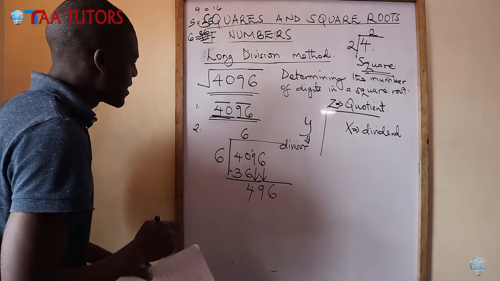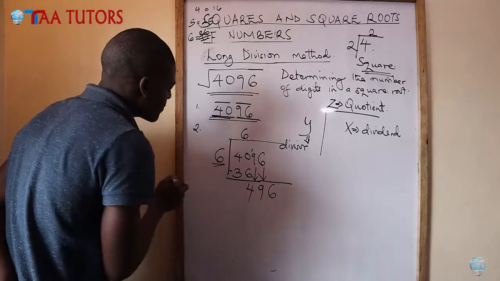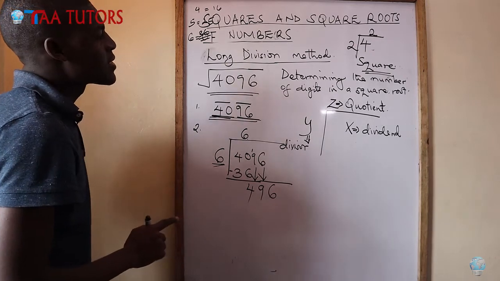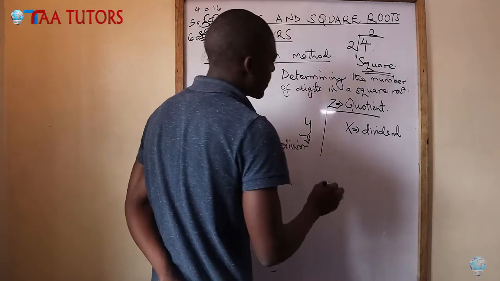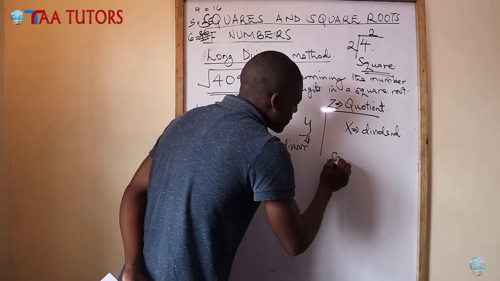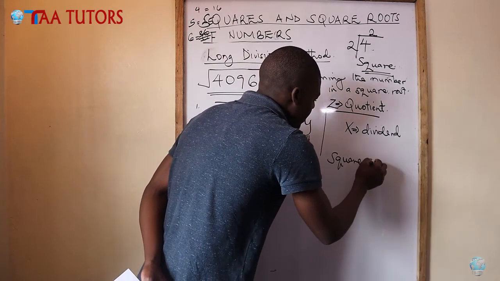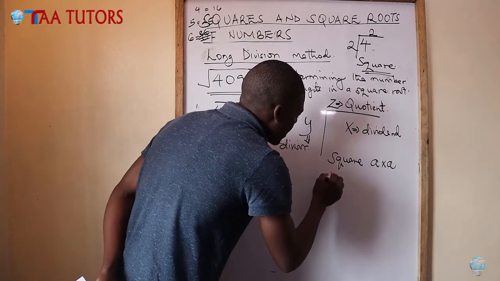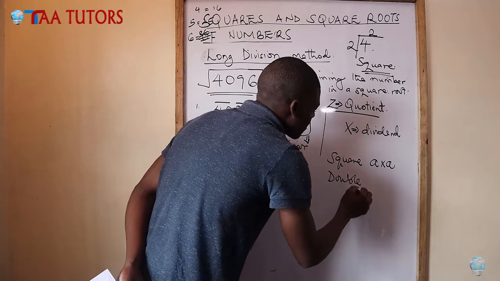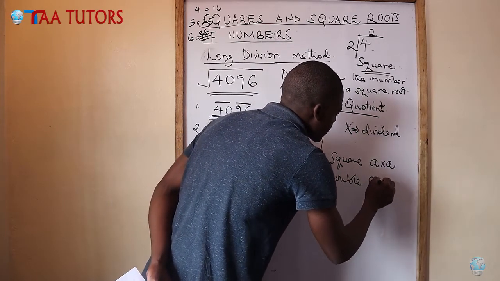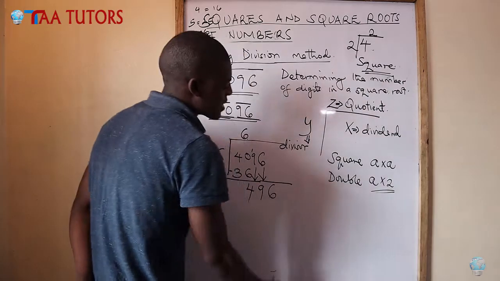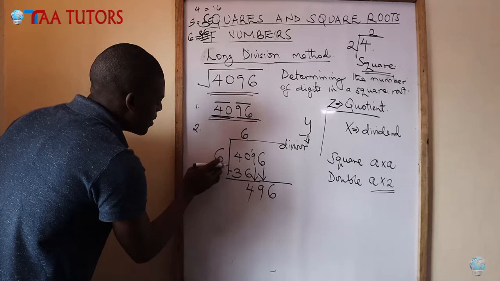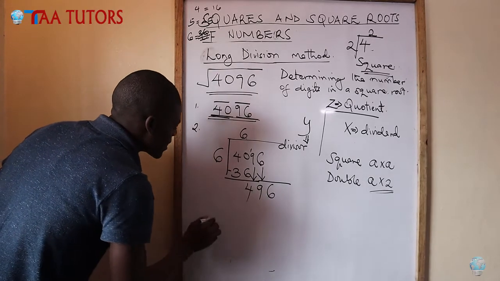How do we move after that? What we do is that we double the divisor. This divisor up here, we double. To double means to multiply by 2. To square is multiplying a number by itself, let's say a by a. But to double, we multiply a number by 2, that's a times 2. This one is doubling while this one is squaring. Now, when we double this divisor here, we are going to get 12.